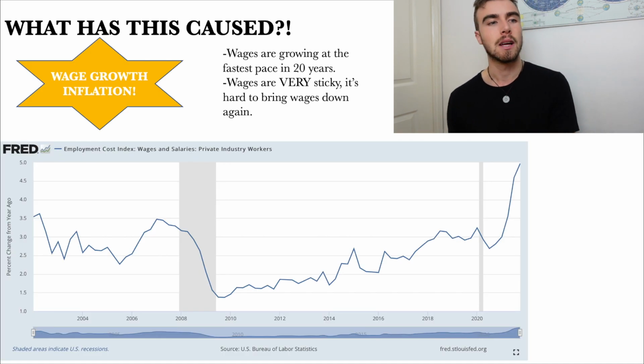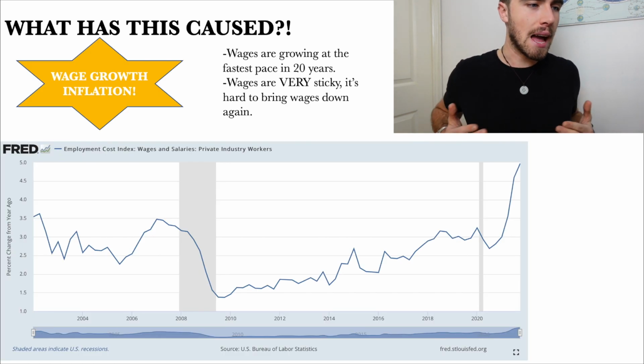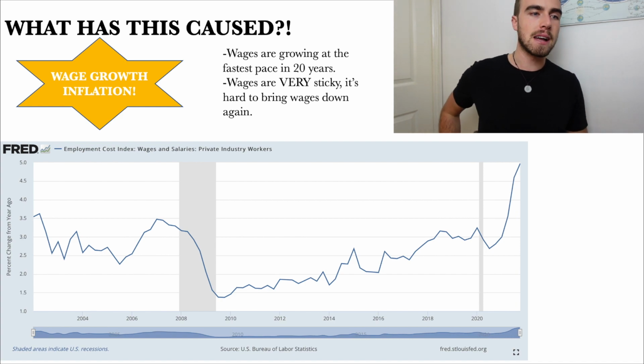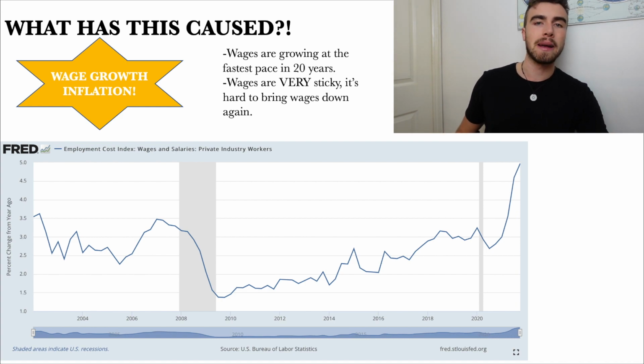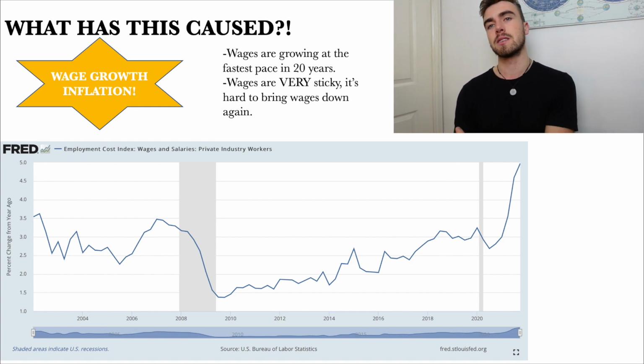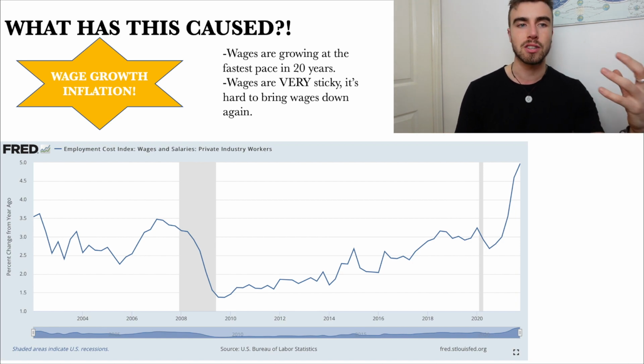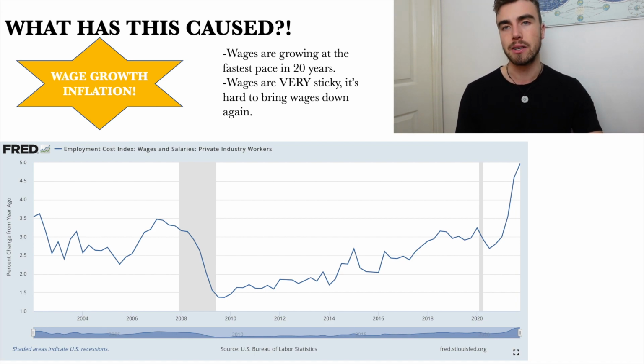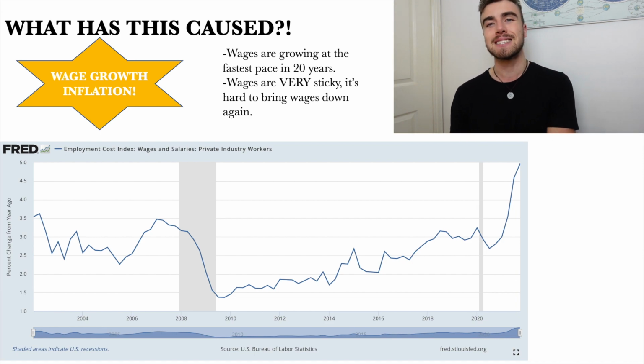Wage growth. Yep, so again, from our good old friends, the Creds, wages are growing at the fastest pace in 20 years. And there's a massive, massive problem with this. So this is where we get away from the transitory narrative. Wages are very, very sticky. It's very, very hard to bring wages down again, particularly when there's so many vacancies, right?